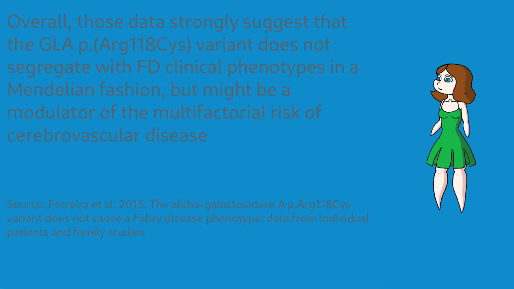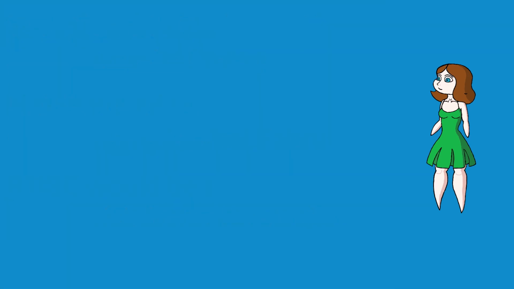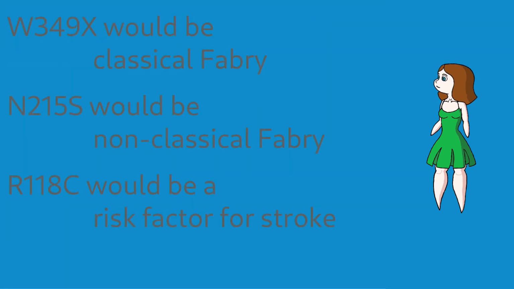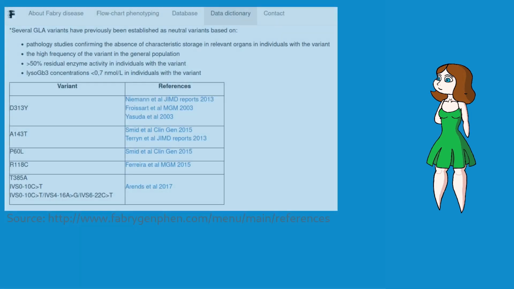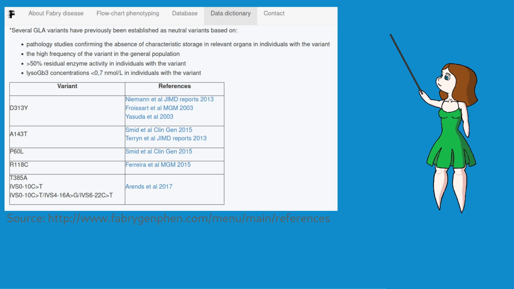The conclusion about the R118C variant is, overall, those data strongly suggest that the GLA variant R118C does not segregate with FD clinical phenotypes in a Mendelian fashion, but might be a modulator of the multifactorial risk of cerebrovascular disease. Thus, this variant does not meet the narrow definition of Fabry disease, but it does increase stroke risk. Still, this paper is used as a reference to prove the non-pathogenic nature of this variant. And there we have the blind spot.